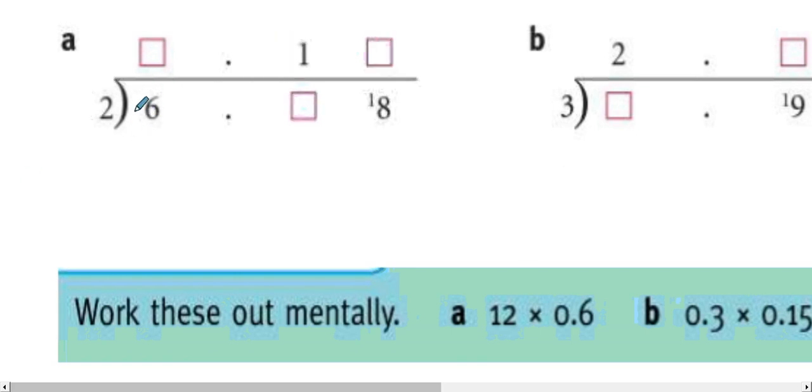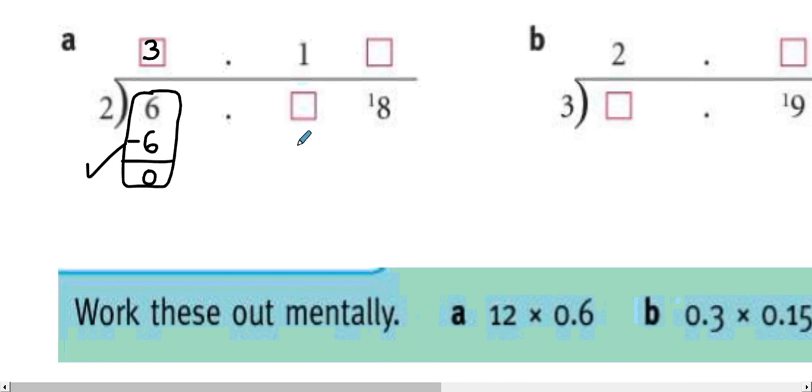We start as usual. 6 divided by 2 is 3. So you write number 3 here. Okay. 3 times 2 is 6. So the remainder is 0. So here on this part is that.